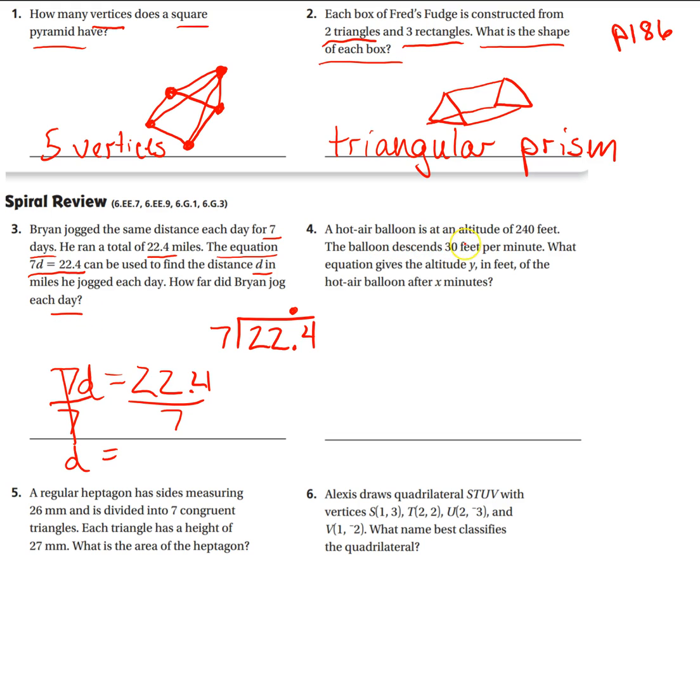Okay, number 4, a hot air balloon is at an altitude of 240 feet. The balloon descends, so if it's descending, it's going down, subtracting 30 feet per minute. What equation gives the altitude y in feet of the hot air balloon after x minutes? So y is what the altitude will be. It starts at 240, and then you're taking away 30 feet, but per minute, and they told us x is the minute. So for every minute, it means we have to multiply 30 times x.